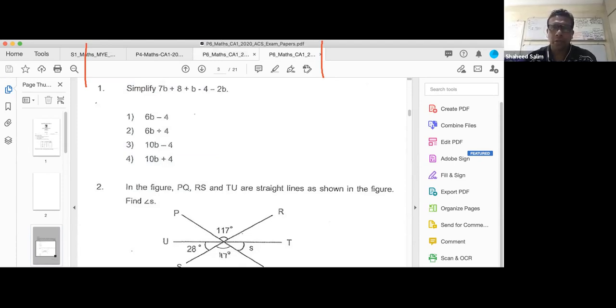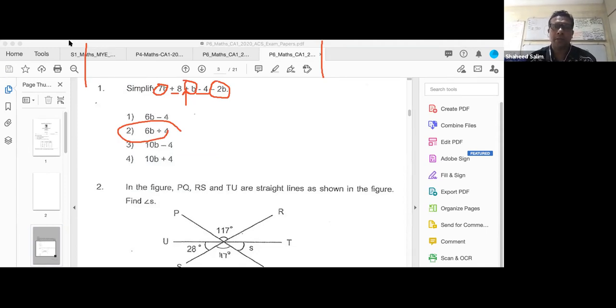Down here, make sure that you group them together. So this 7B plus B is 8B. The sign is in front. Zahin, notice the sign is in front. 7B plus B, 8B. 8B minus 2B is already 6B. Then you got 8 minus 4. Answer is 4 positive because the answer is bigger here. So this is correct.